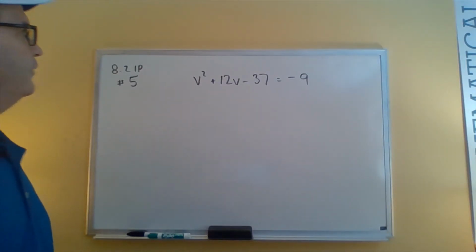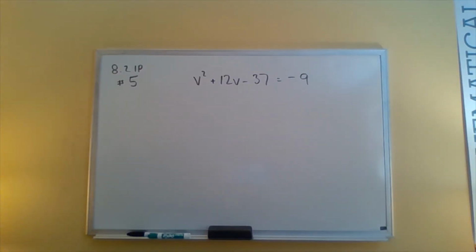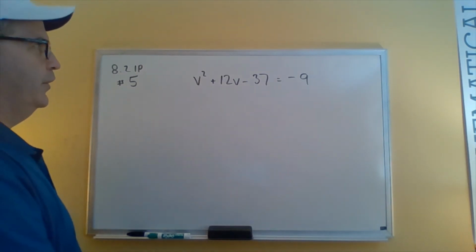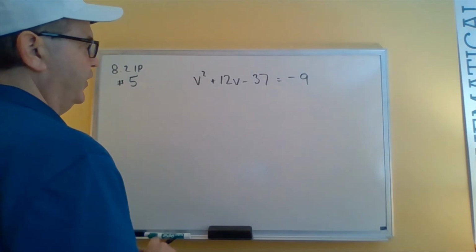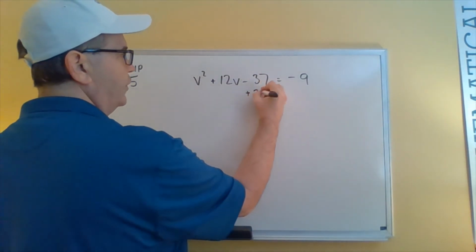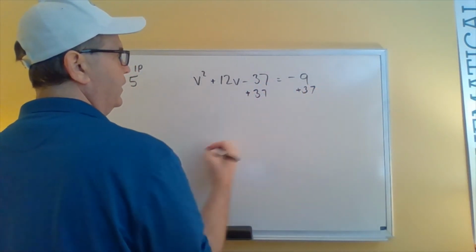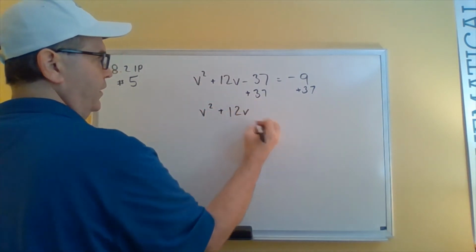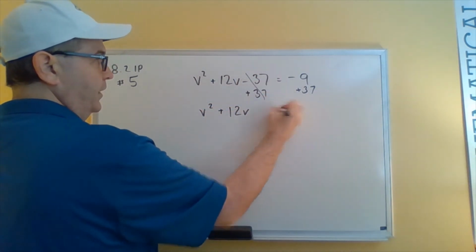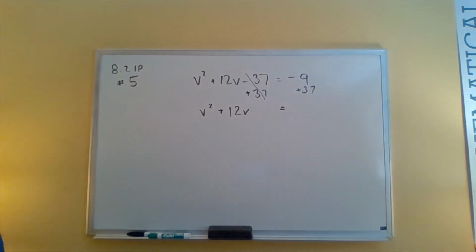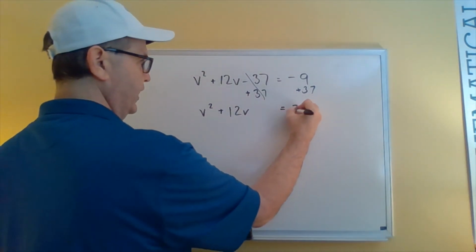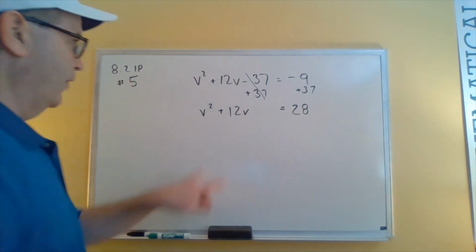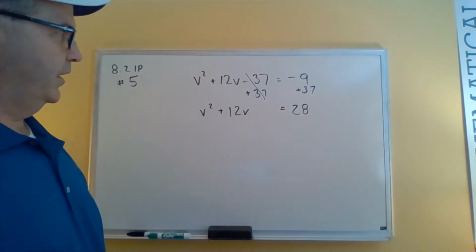Number 5, we have v squared plus 12v minus 37 equals negative 9. I need to rewrite this equation so my variable terms are on the left, my constant is on the right. So I'm going to add 37 to both sides. I'll get v squared plus 12v. My 37s cancel out. That will equal negative 9 plus 37, which is going to be 28. So I have my variable terms on the left, my constant on the right.